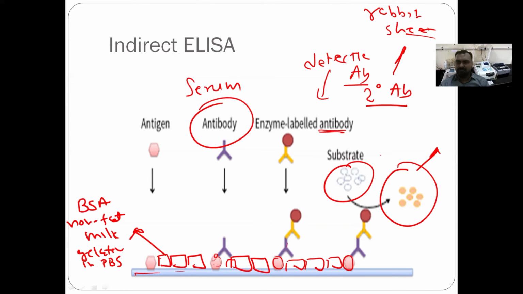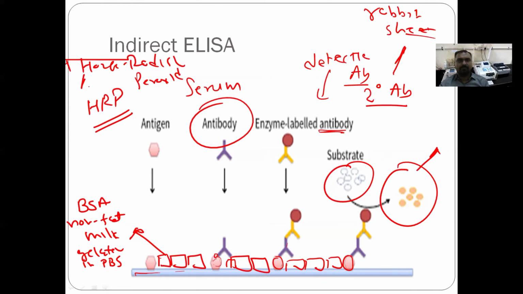Suppose it is a phosphate substrate and the enzyme is alkaline phosphatase, then it is yellow in color, right? And here this enzyme is normally either HRP, horseradish peroxidase, or alkaline phosphatase. The enzyme that is tagged with the antibody is either HRP or ALP. So that will convert the substrate, like TMB, that is mostly used. It will convert this substrate into the colored product, and this color we measure, and depending on the quantity of antibody present, the concentration of color is different.